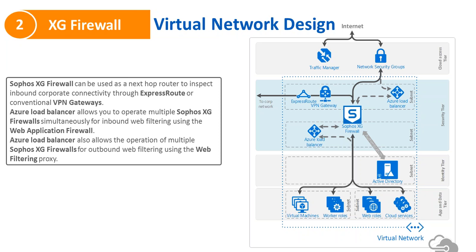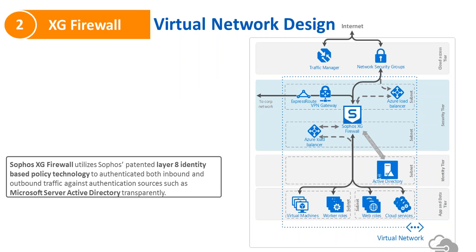Now, the XG firewall is versatile. This is what I would like to call the security tier of your virtual network. If you have traffic coming in through ExpressRoute, or from an Azure VPN gateway, you can route that to the XG firewall, similar to how you would route the traffic that comes in from the internet, and filter it before it actually reaches either your identity tier or your app and data tier. Now, if you need high availability for that XG firewall, we can use the Azure Load Balancer to provide failover or additional nodes for that environment.